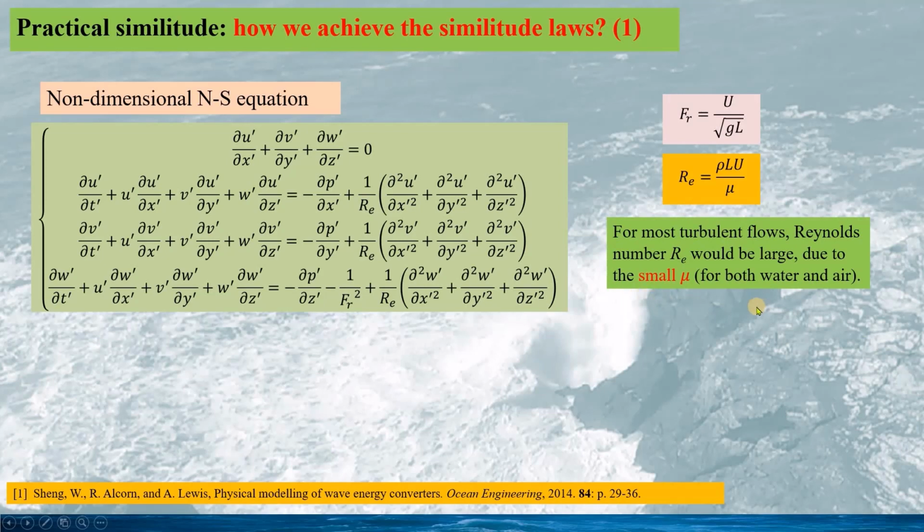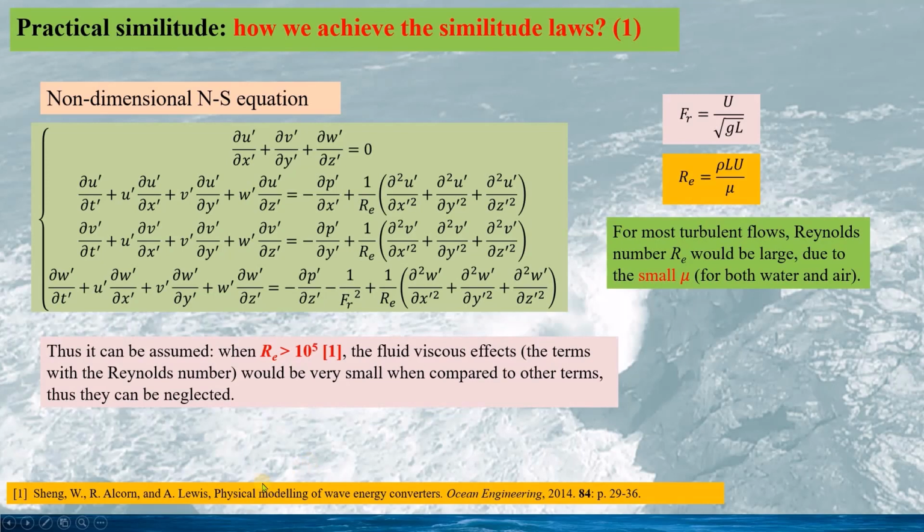However, for most turbulent flows, the Reynolds number Re would be large due to the small viscosity of both water and air. So based on the recommendation in the reference here, we can assume that when the Reynolds number is larger than 100,000, the fluid viscosity effect, the term with the Reynolds number, would be very small when compared to other terms. Therefore, the viscous terms can be neglected.